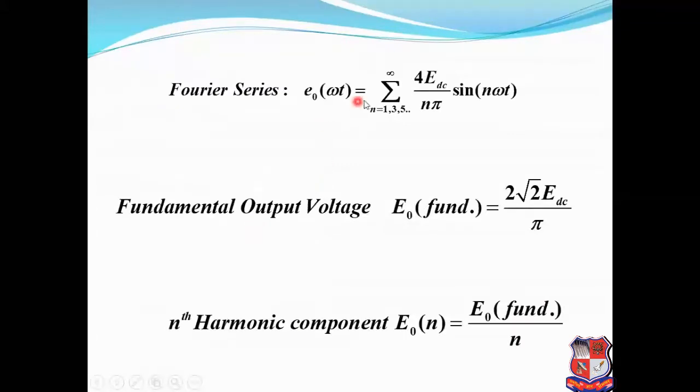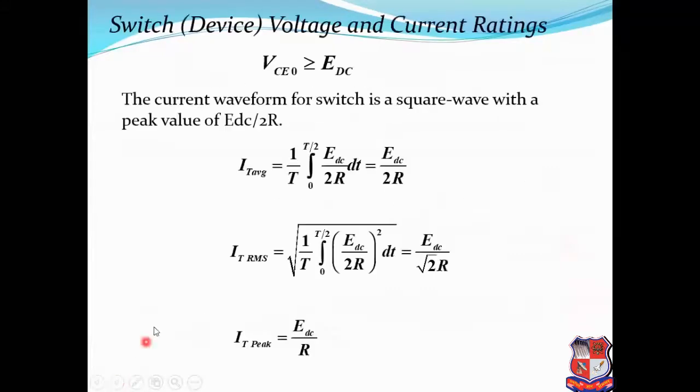The Fourier series for this is summation N equal to 1, 3, 5 up to infinity, 4 VDC by N pi sin N omega T. The fundamental component output voltage is 2 root 2 VDC by pi. This is the RMS value of the fundamental component, and the nth order harmonic component is V0 fundamental divided by N.